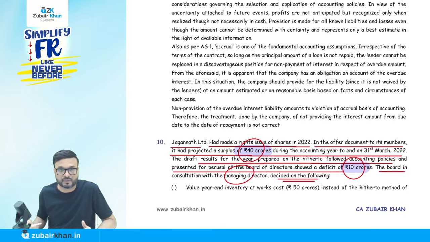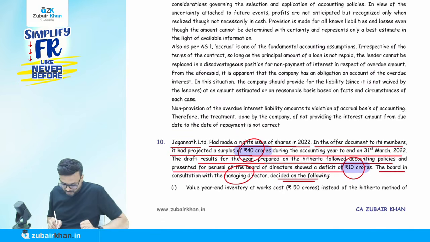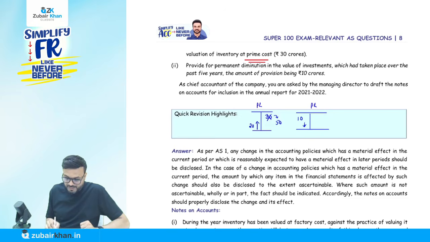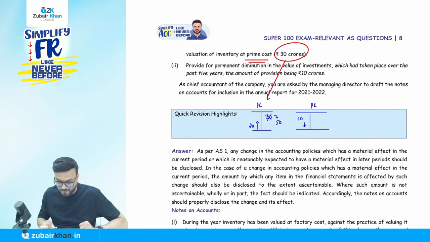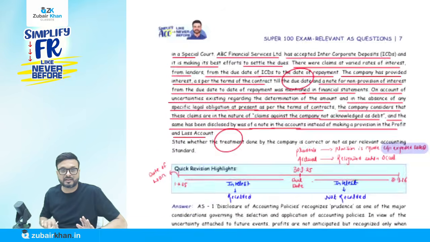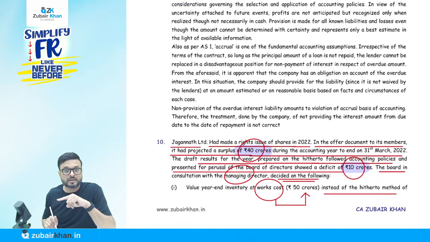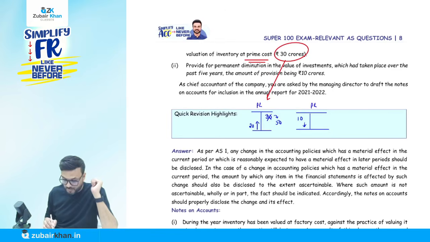Why the loss comes? First, value year-end inventory at works cost, the 50 crore instead of the earlier method. Till now we were following some other method, valuation at prime cost. As per the prime cost, the inventory should be 30 crore. Now we are not following that. We are doing the valuation at works cost, so instead of 30 crore, we have to record the inventory at 50 crore. So instead of 30, I have to record 50.